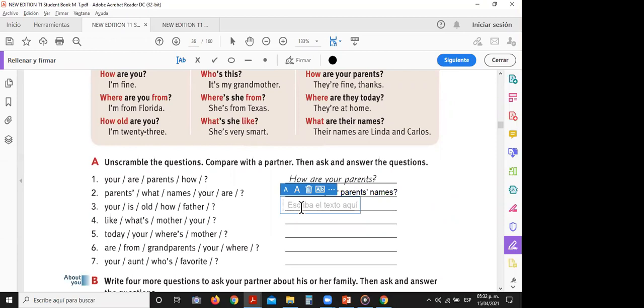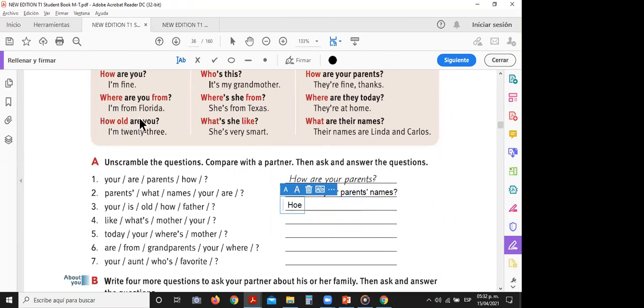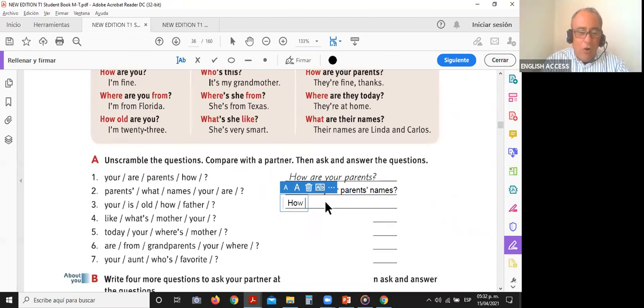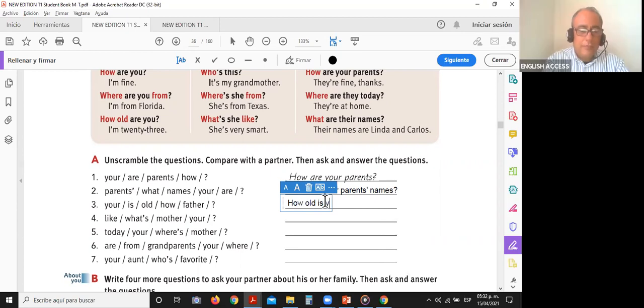How old is your father? Check the grammar. How old? Exactly. How old is your father? That is correct. Question mark. It's very important not to forget to write down the question mark.